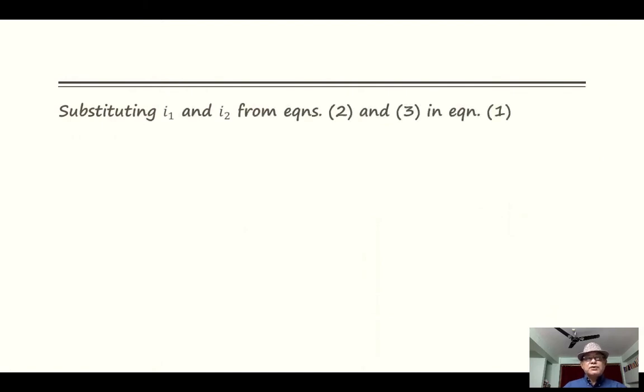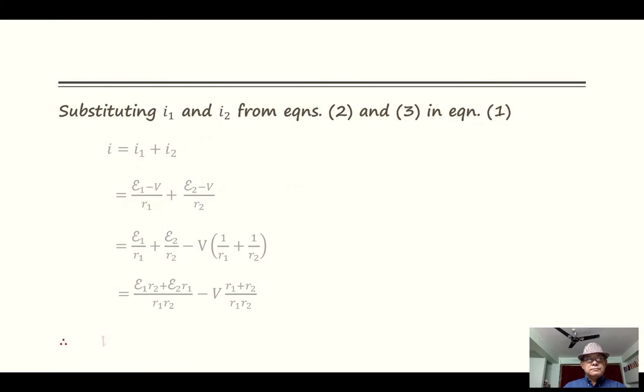Substituting I1 and I2 from equations 2 and 3 in equation 1, we get finally the equation 4, which expresses V in terms of E1, E2, I, and R1 and R2.